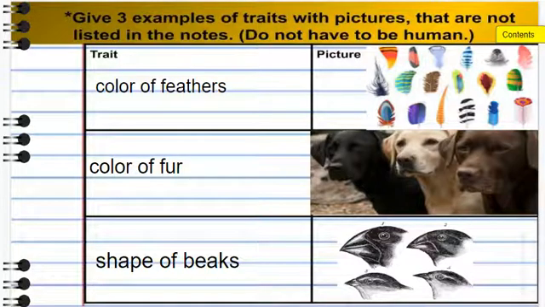Hopefully you put this in too. You were supposed to give me 3 example traits with pictures that are not listed in the notes. Do not have to be human, so you could have picked anything. I picked animals. So colors of feathers, color of fur, shape of beaks. All right, that's where you should be at. That's slide 218 for me.